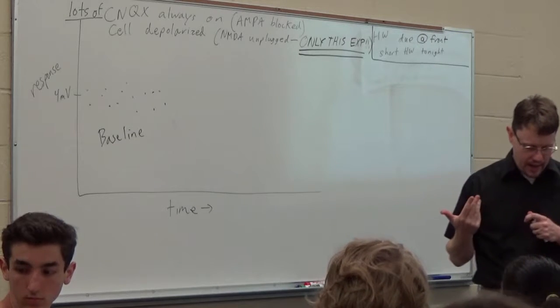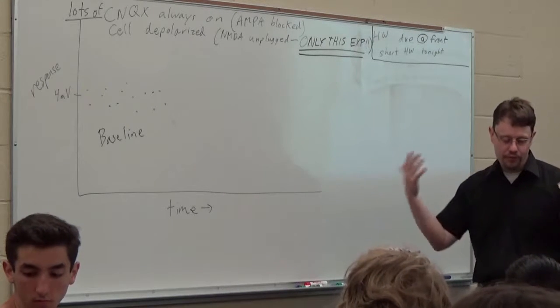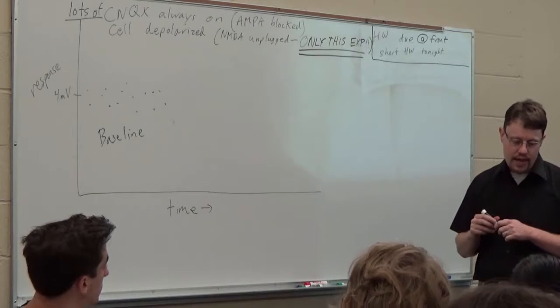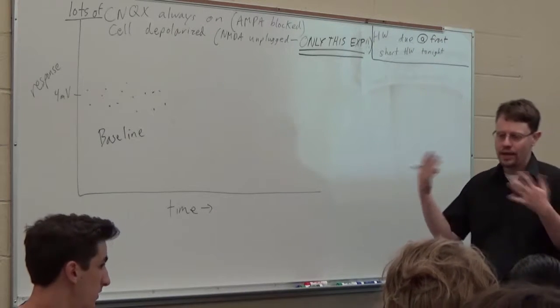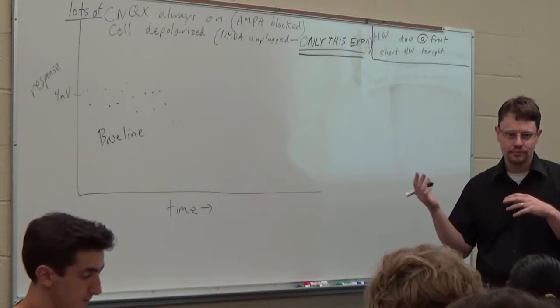Okay, so the first question I asked was, if the presynaptic theory of LTP is correct, then on average, is there going to be the same amount of glutamate, more or less glutamate? What's going to be going on with that?